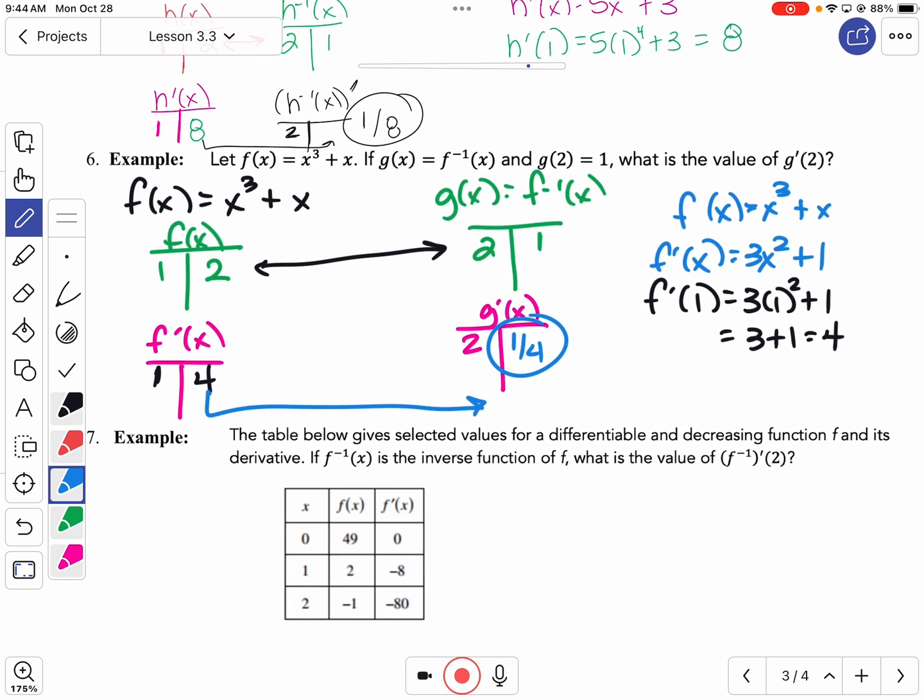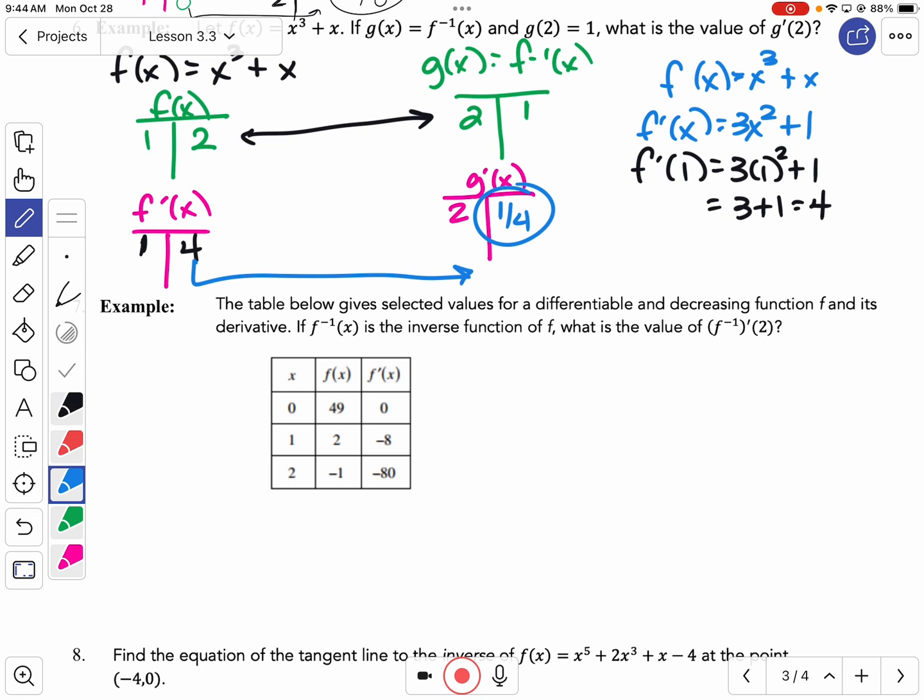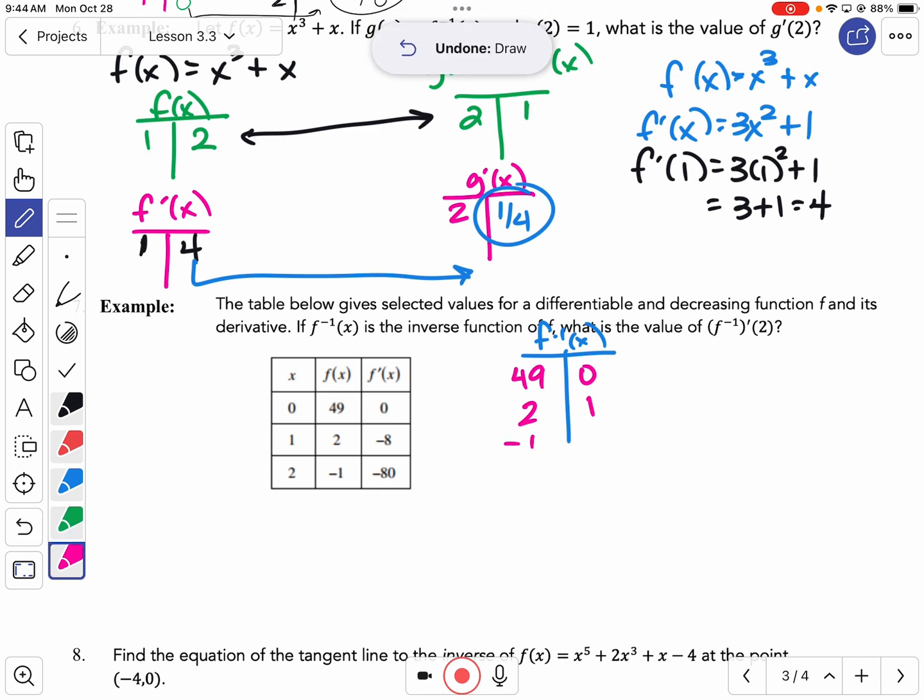Okay. Let's do a table. Same process, so it gives me a table to start. And it tells me that F inverse is defined. So I'm going to make an F inverse table for just a second. I have 0, 49. My inverse would be 49, 0. On X, I have 1, 2. On F inverse, I'd have 2, 1. On F, I have 2, negative 1. Whoops. So on F inverse, I'd have negative 1, 2. Does that make sense?